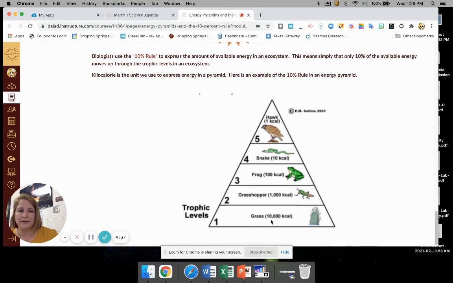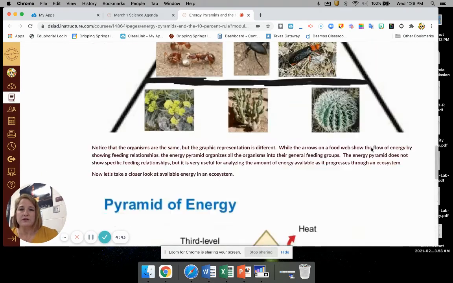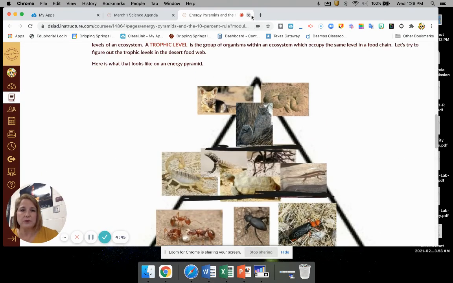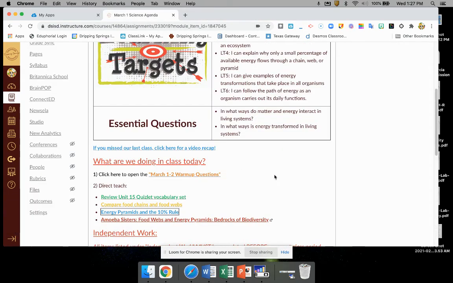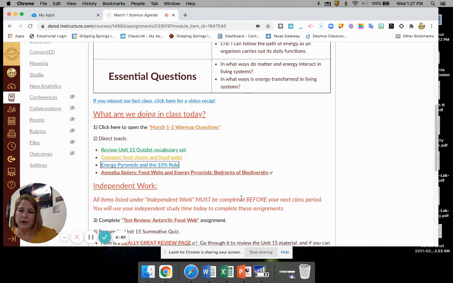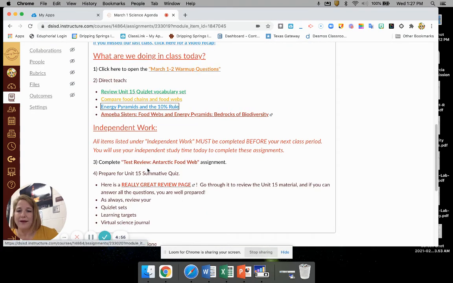So if you start with 10,000, you end up with 10 or 1, depending on how high you want to go up there. So there's a lot of information about energy pyramids for you. And then finally, we watched a really cool Amoeba Sisters video that kind of ties it all together. Then I gave you guys the Antarctic Food Web assignment.